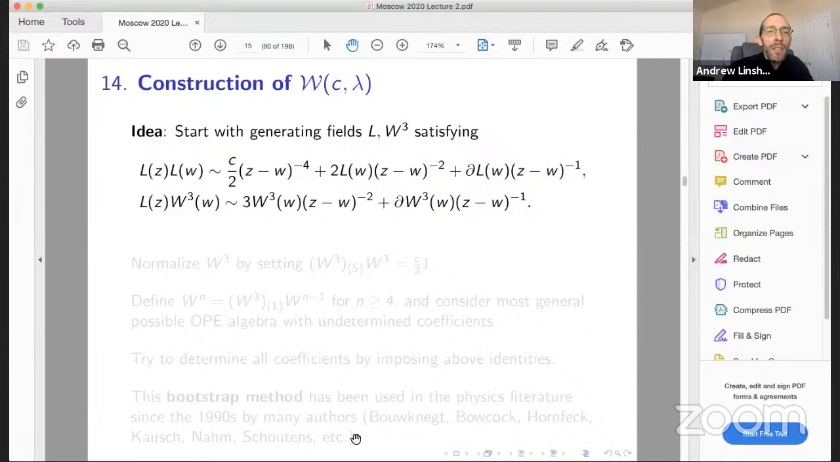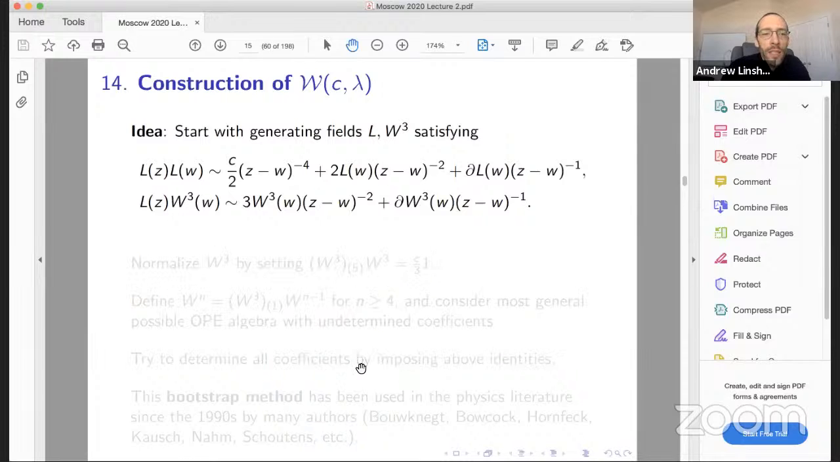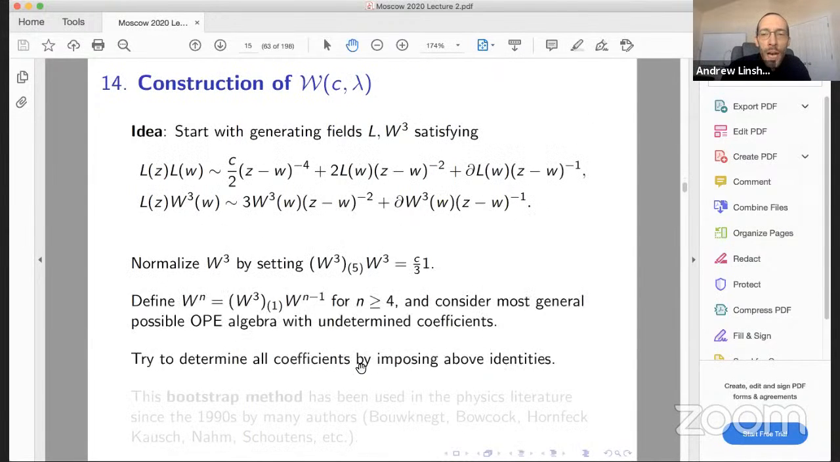The idea is that you begin with the data that I have a Virasoro field and a weight 3 primary field. Then I want to normalize W3 in the way that I just mentioned. I define these W_n recursively, and I write down the most general possible OPE algebra with undetermined coefficients that's consistent with the weight grading, so all the terms that appear have the appropriate weight. Then I try to determine what these coefficients can be by imposing the identities. The first set of identities is sort of easy to impose, and it is not much of a constraint. It tells you that if I know the OPE of W_i and W_j, then I know the OPE of W_j and W_i.